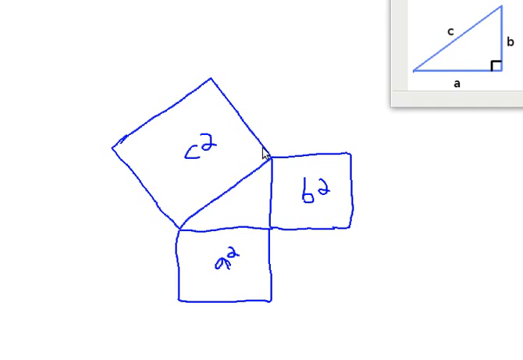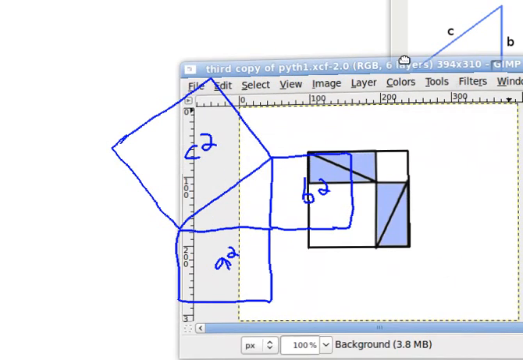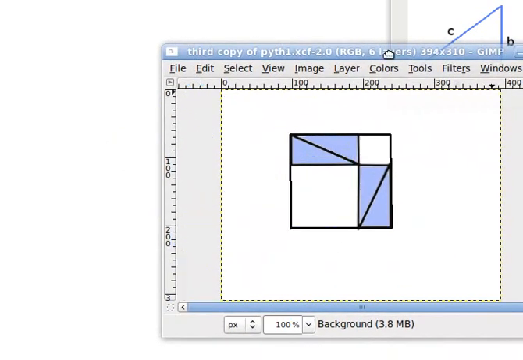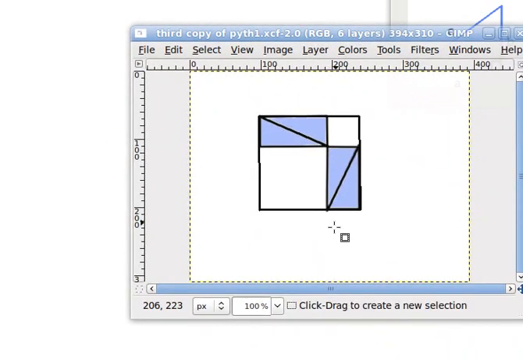And notice, of course, that each of these is a square. That means each of these has the same side length as the side of the triangle it's attached to. Now I want to get into why the Pythagorean theorem works. Let's take a look at this right here. I'm going to clear that off. So this thing right here.